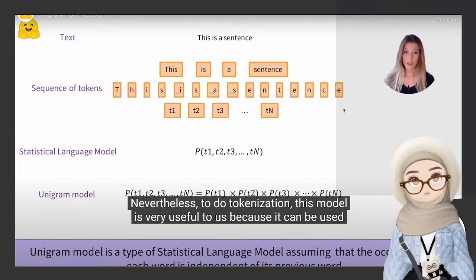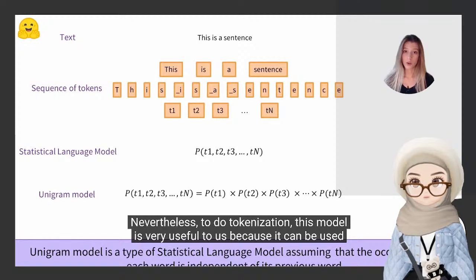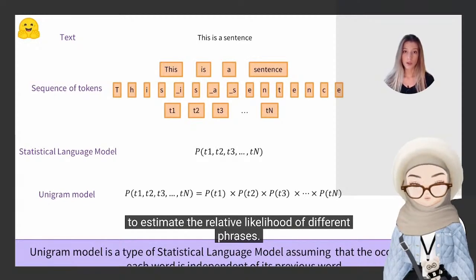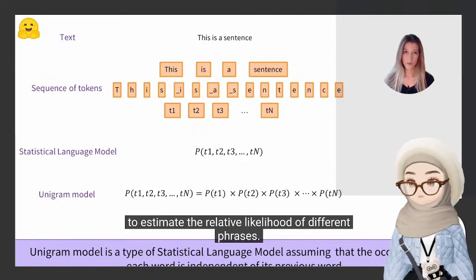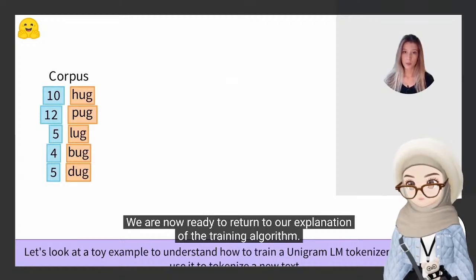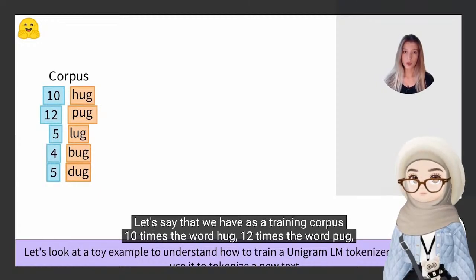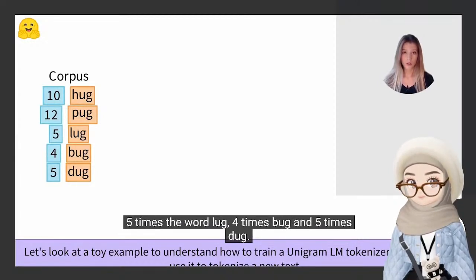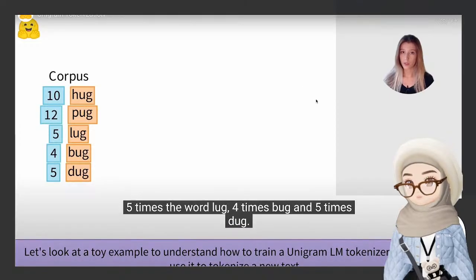Nevertheless, to do tokenization, this model is very useful to us because it can be used to estimate the relative likelihood of different phrases. We are now ready to return to our explanation of the training algorithm. Let's say that we have a training corpus with 10 times the word hug, 12 times the word pug, 5 times the word lug, 4 times bug, and 5 times dog.